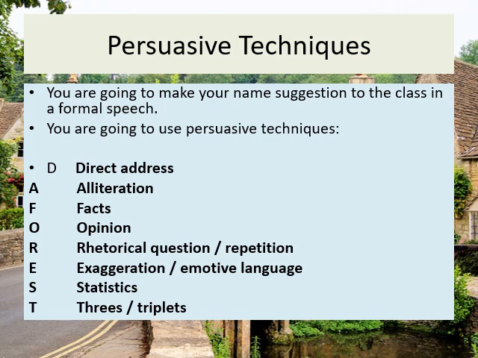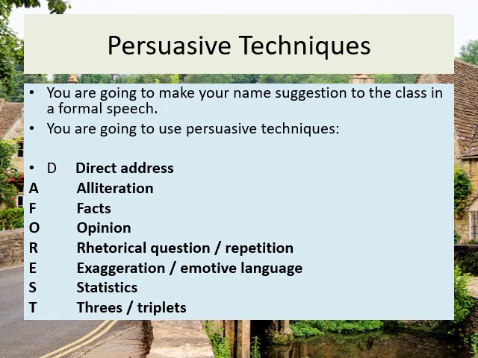Rhetorical questions, they quite often, well, always are tied in with direct address. So why wouldn't you come to this village? You know, that's direct address and a rhetorical question at the same time. Repetition, when it's done for effect. Exaggeration, I'm sure you all know what that is. Emotive language simply means emotional language.